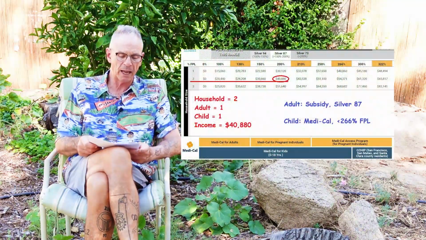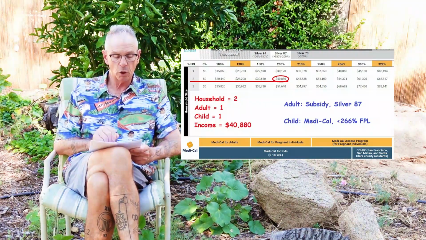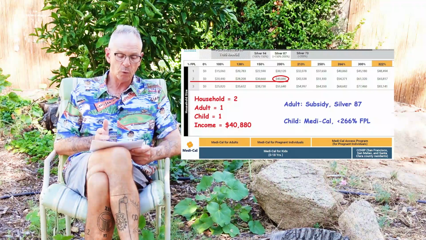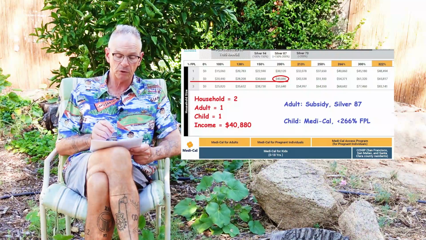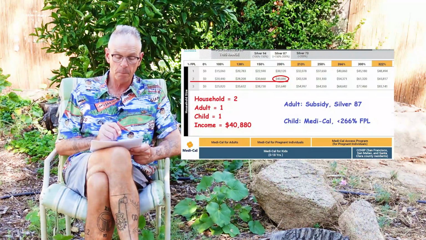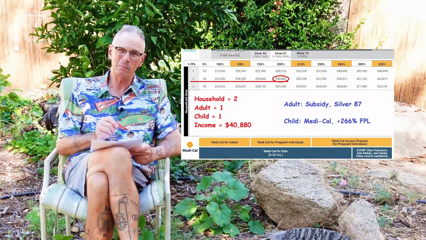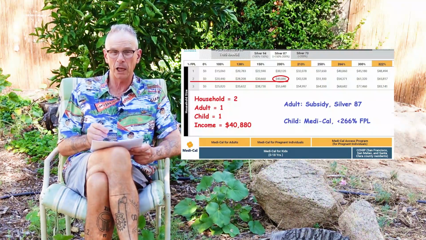So let's look at a couple examples. Household of 2, one adult, one child, income $40,880. The adult, because the income is over 138% of the federal poverty level, will be offered a Silver 87 with a subsidy. The child, because the income is below 266%, will be Medi-Cal. They can't get a private plan with a subsidy.